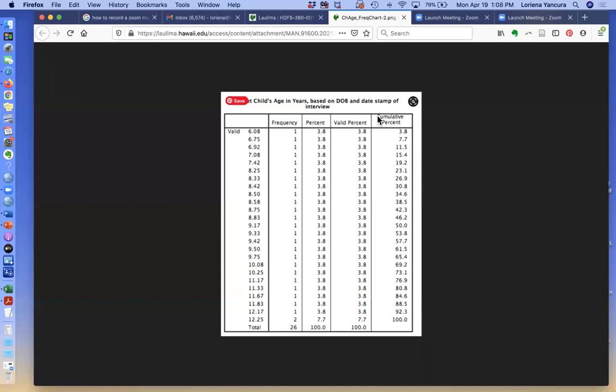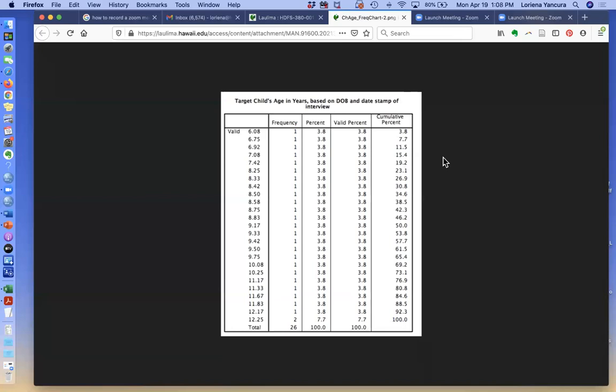And then the valid percent in this particular case is the same as the percent. But with your work for your projects, you might see the valid percent be a little different. That's because the valid percent takes out all the people that didn't answer. So if everybody answered, you use the percent. If people didn't answer, it's more appropriate to use the valid percent. And then the cumulative percent is a nice thing because it'll tell you how many values were under that age.